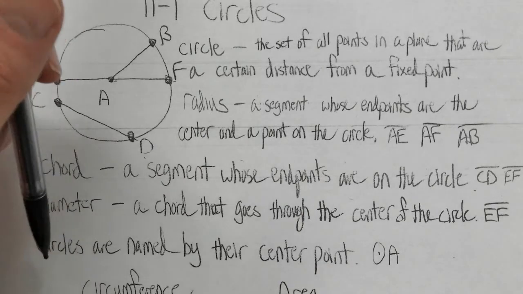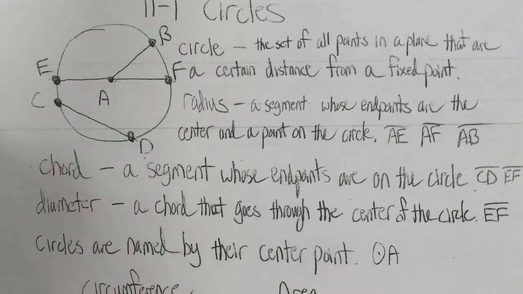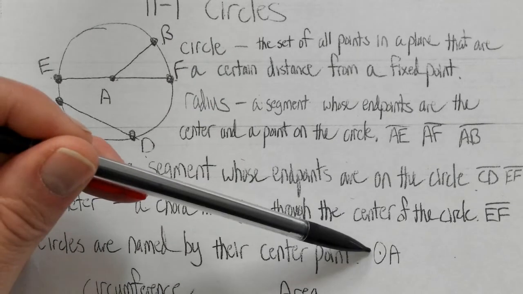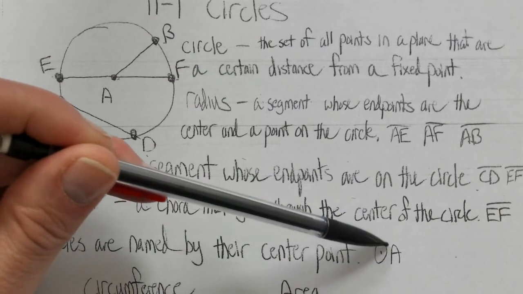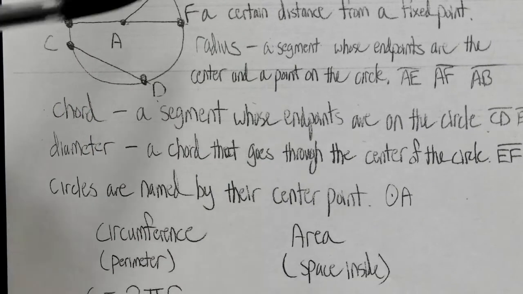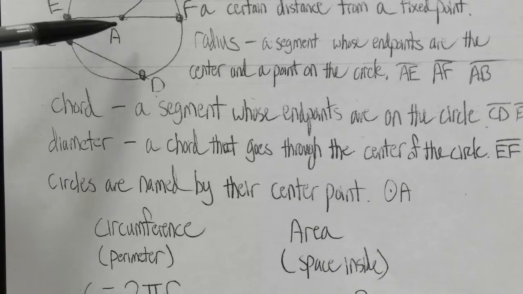Okay? Circles are named by their center point. So this circle would be called circle A. Here's the notation for it. You draw a circle, put a point in the middle, and then put the correct letter after it. So this would be circle A. They're named by their center point.